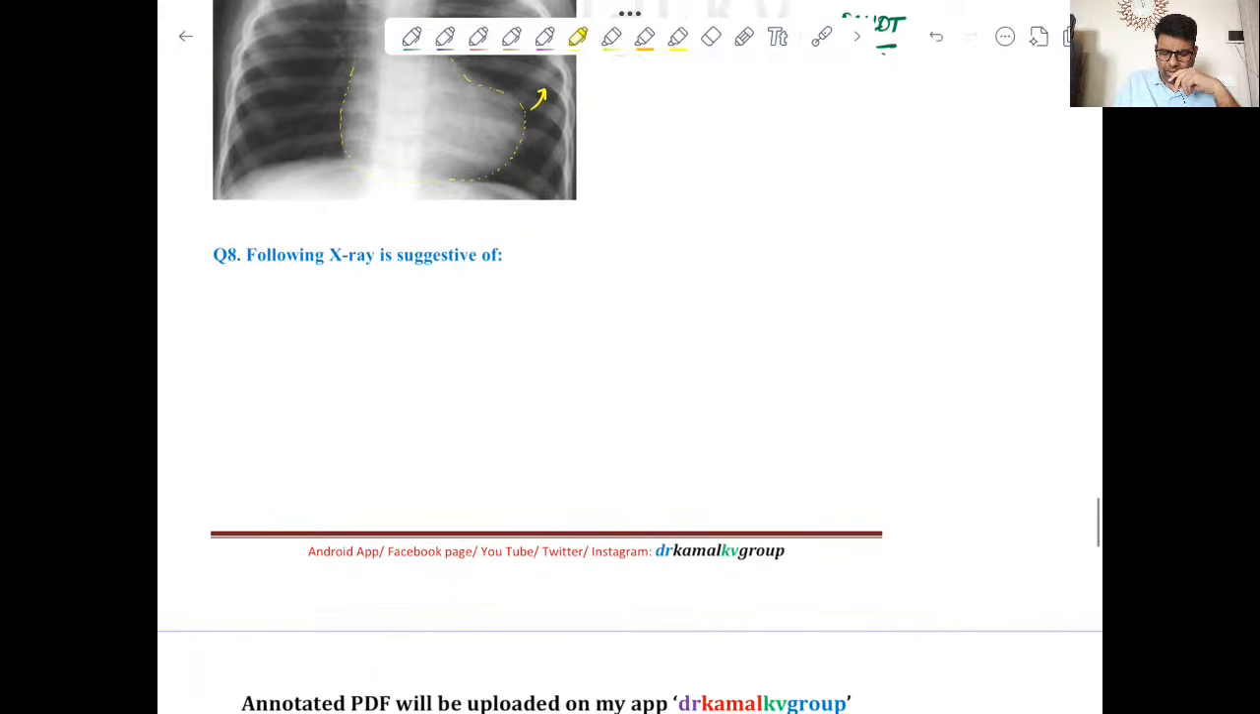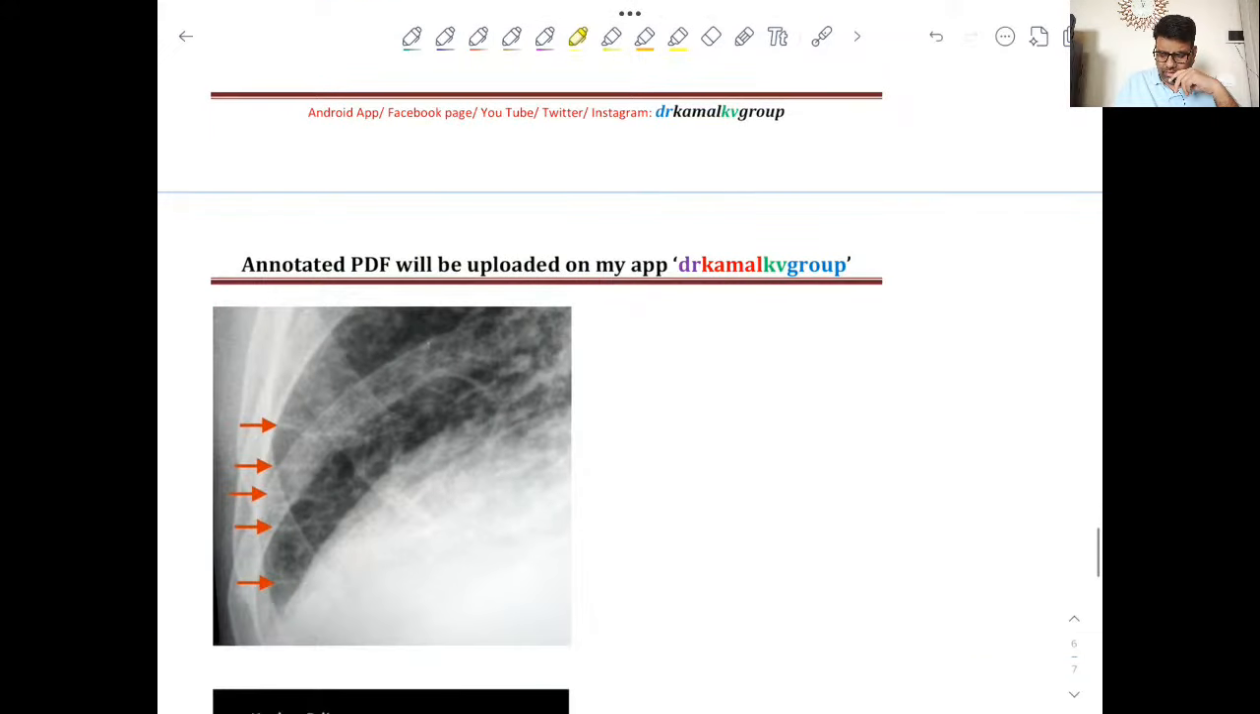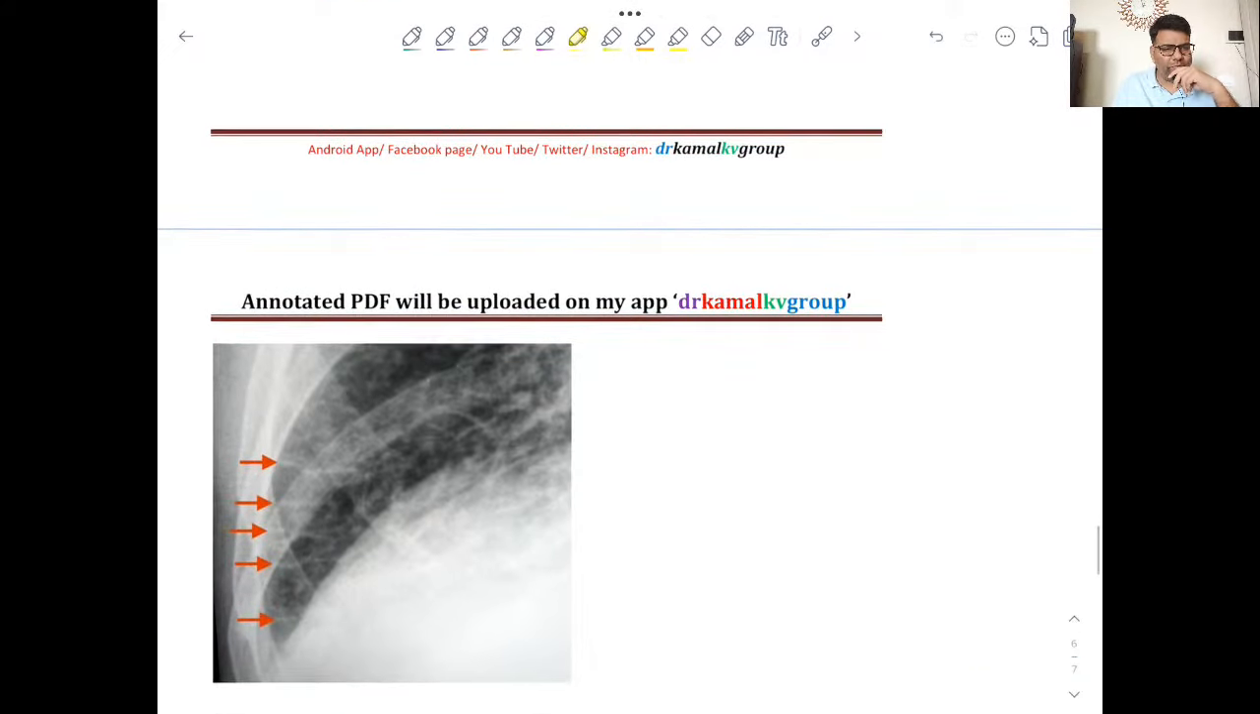Then look at another X-ray and what we can find here. Now, if you look clearly, even the arrows are there, you can see certain lines like this. Okay. Any idea what this is?